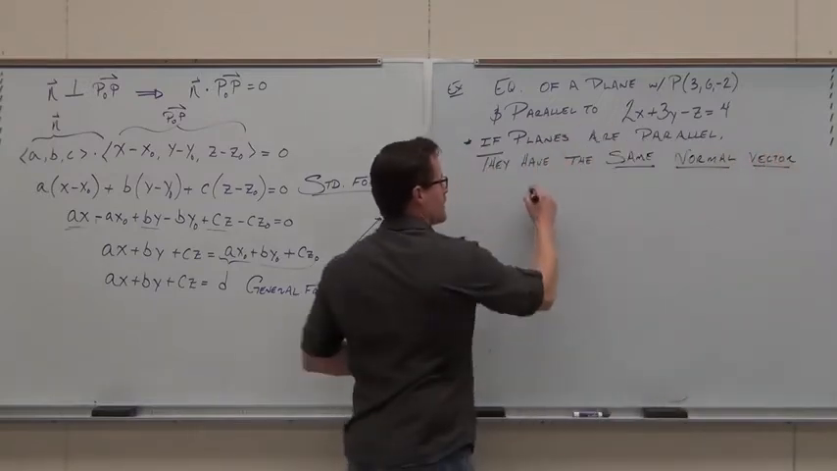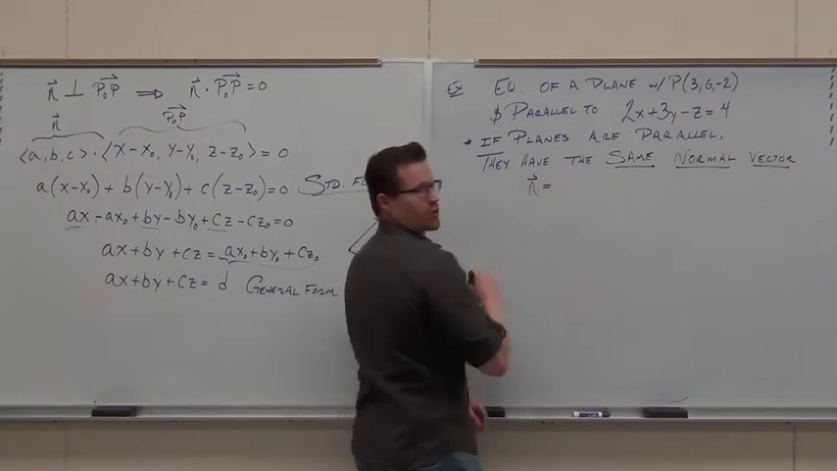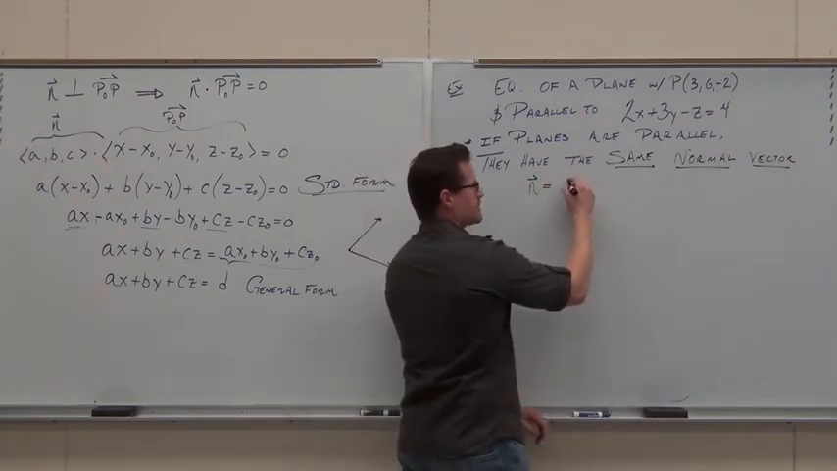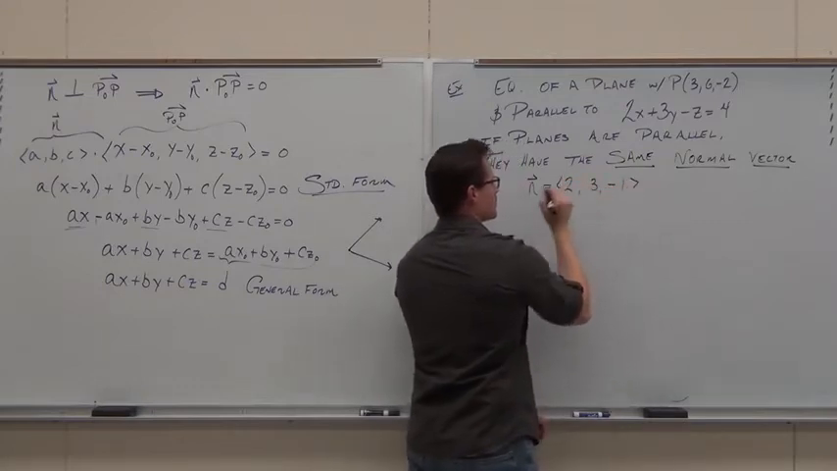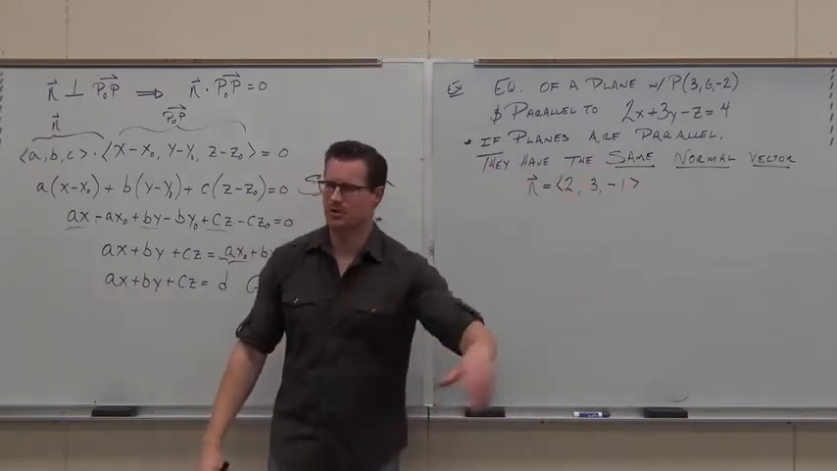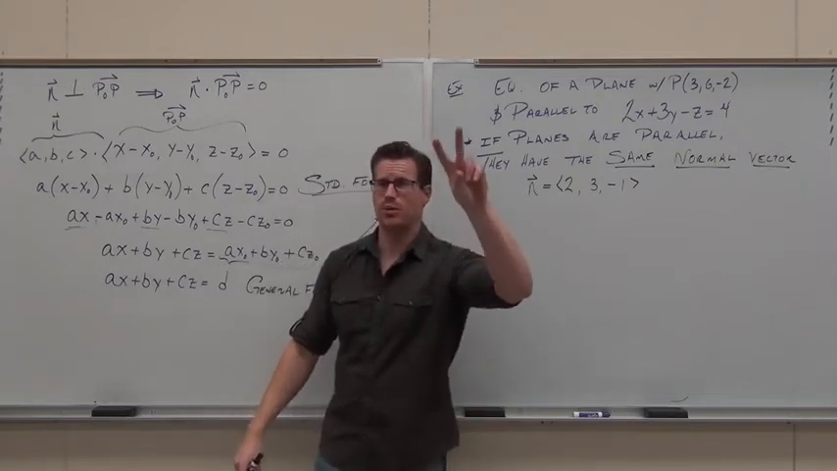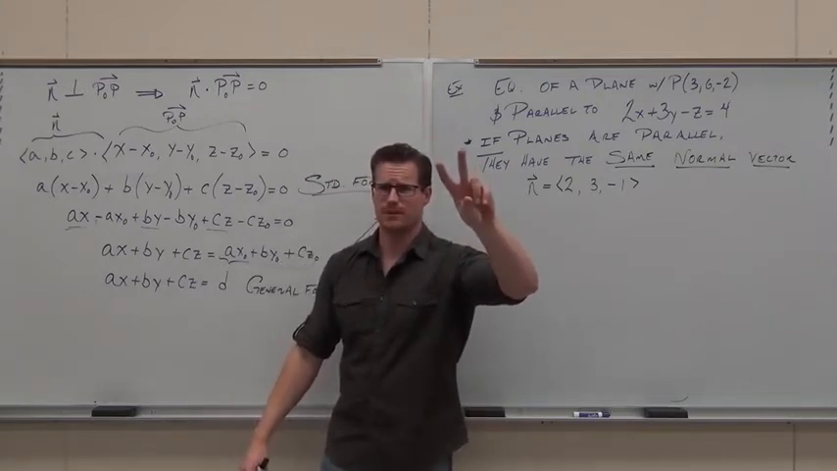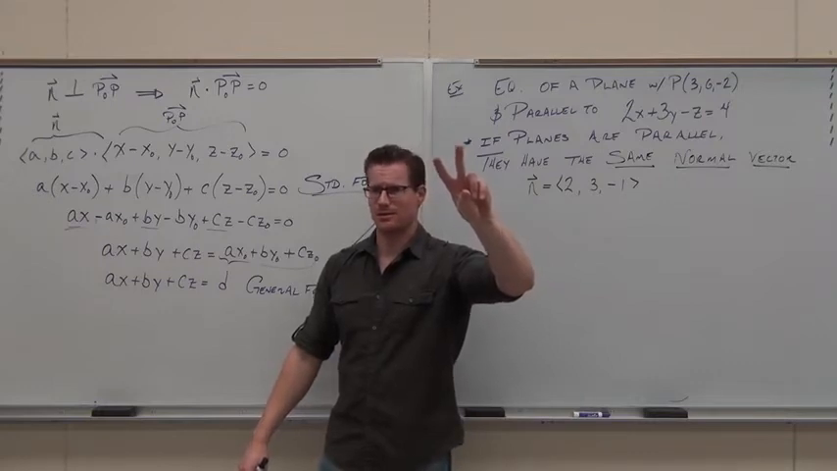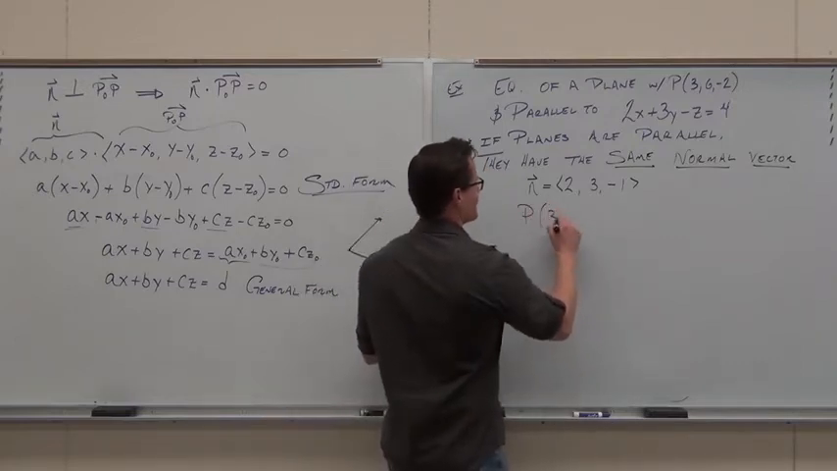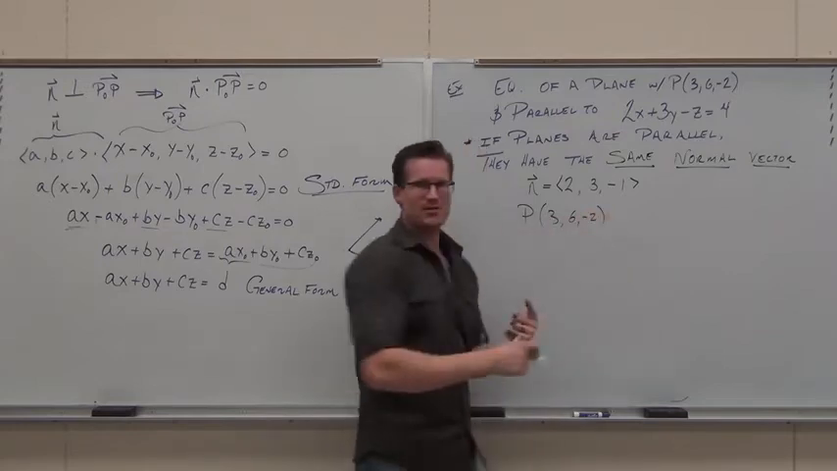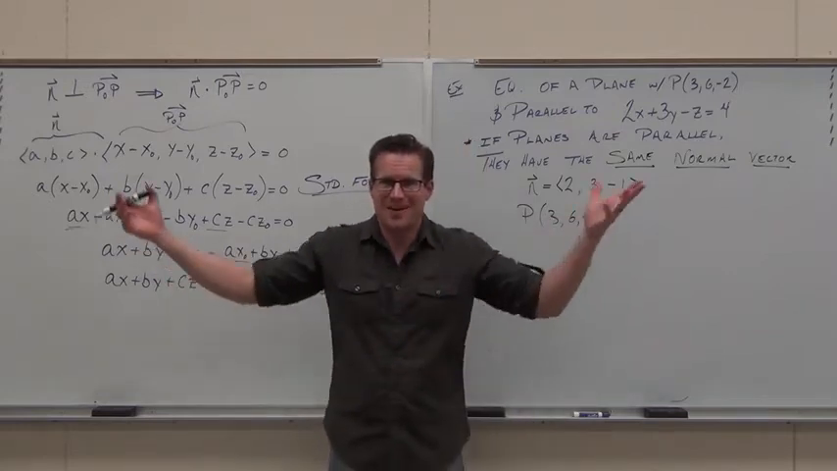And I know you wrote it down. Our normal vector here is, what is it? 2, 3. Okay, let's try it again. Come on, 20 second recap. There's two things you need to write the equation of a plane. What's one of those things? I'm losing you. You gotta have a point. Do we have a point? Do we have a normal vector?